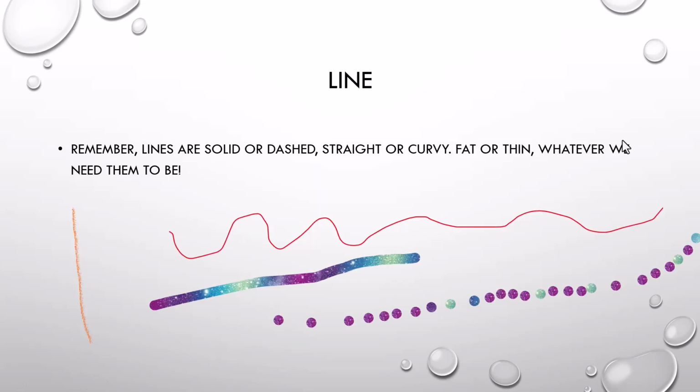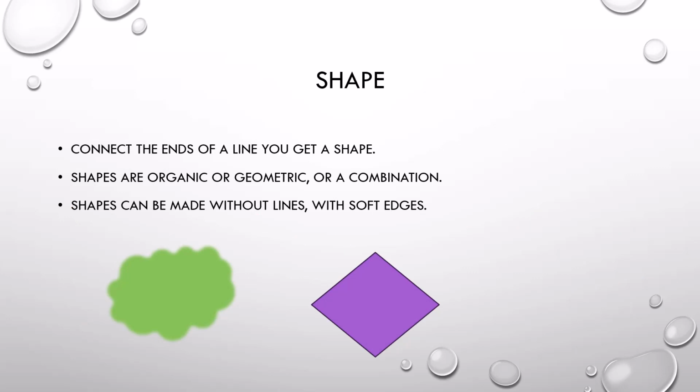Our next element is line. Remember that line can be described as a point moving through space. Lines can be solid, they can be dashed, they can be straight, they can be curvy, whatever we need them to be. Lines are expressive. Lines can be used to define the area we're going to be using. Lines are used to create shapes, and they are directional. They will help you move the eye across the composition, or maybe by the style of the line it can evoke emotion.